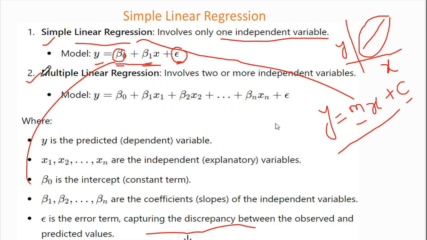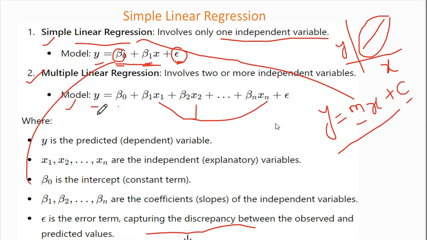Whereas in the case of multiple linear regression, the equation for the model is y equals to... So in multiple linear regression, we have more than one independent attribute or independent variable. For example, x1, x2 and so on up to xn independent variables.